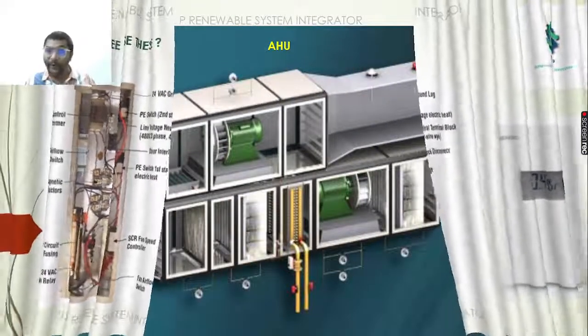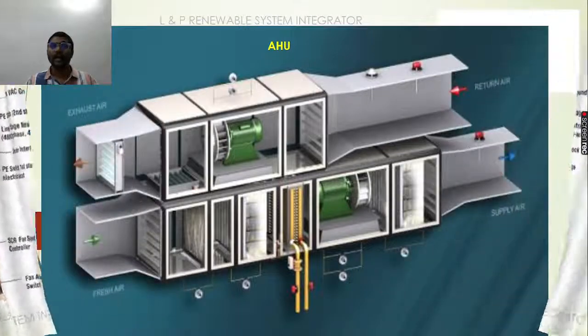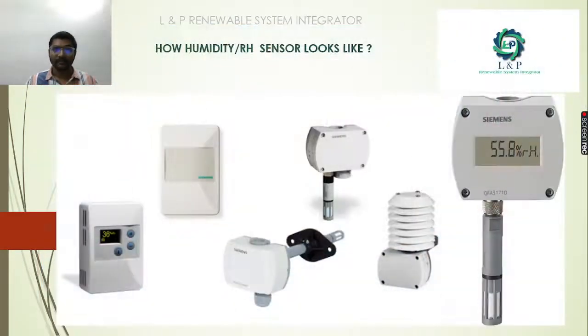Even in the air handling units we use these humidity sensors. So how does it look? As I told earlier, there are many companies providing sensors: Siemens, ABB, Allen Bradley, Schneider, like that. But today we are going to discuss in detail the sensors used by Siemens. There are wall mount types and duct mount types.